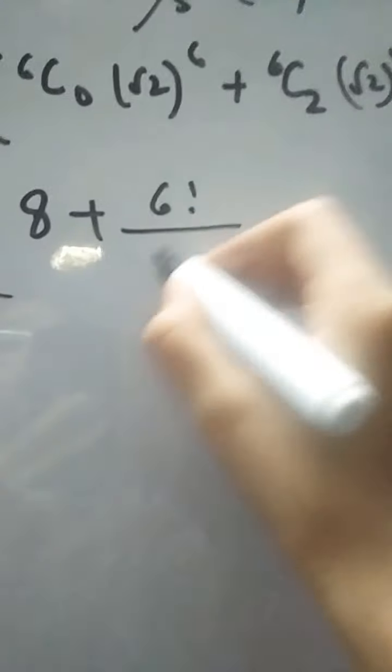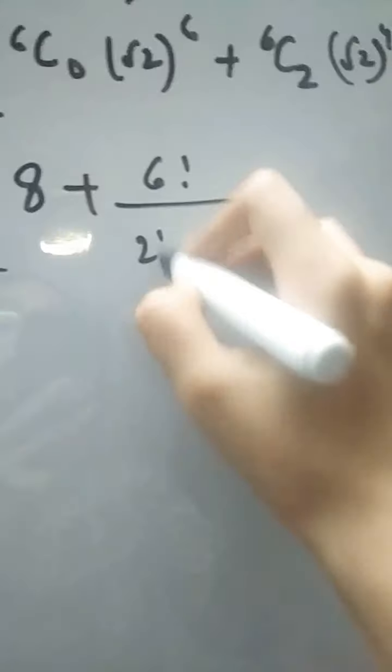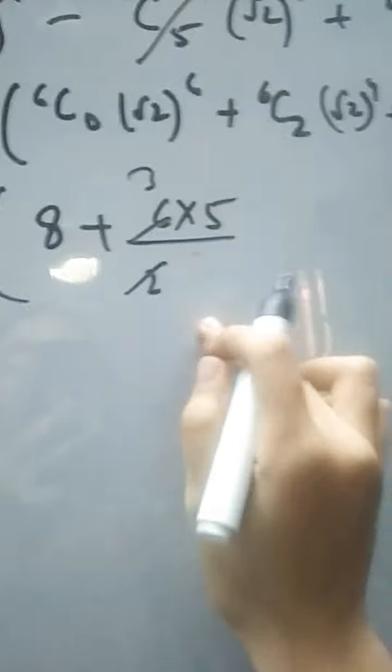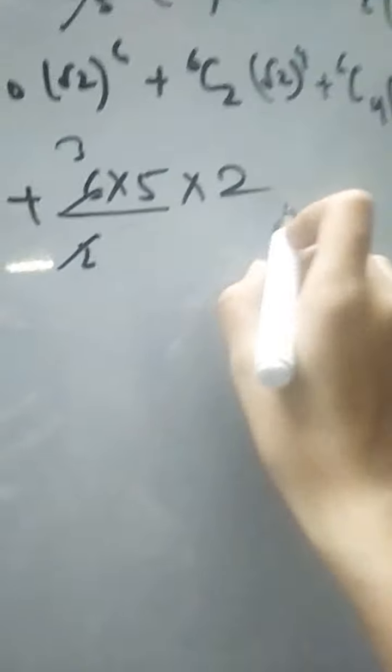So write it right, 8 plus, we know that 6C2 is what? 6 factorial by 2 factorial by 6 minus 2, which is 4 factorial. By cutting it out, we will get this, and this will become 3 and this will become 2. So we are getting 3 into 5 is 15, 15 into 2 is 30. So we will get it as 30 plus this is what?